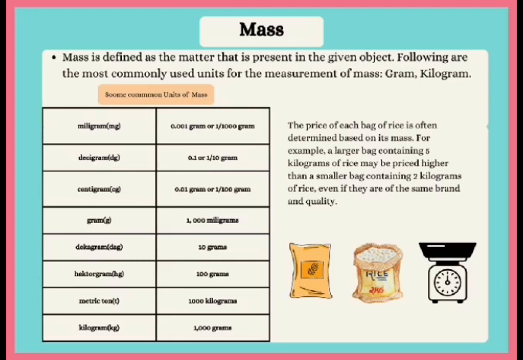In this, for example, the price of each bag of rice is often determined based on its mass. For example, a large bag containing 5 kilograms of rice may be priced higher than a smaller bag containing 2 kilograms, even if they are of the same brand and quality.